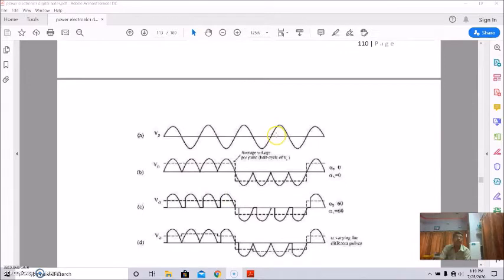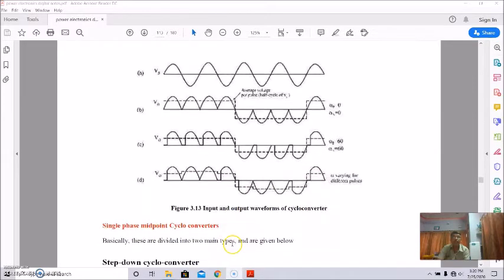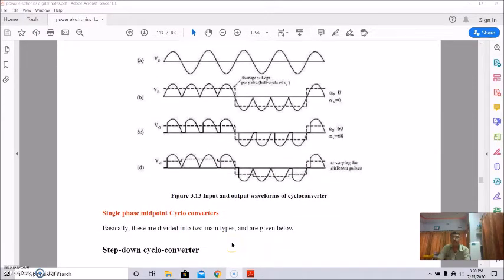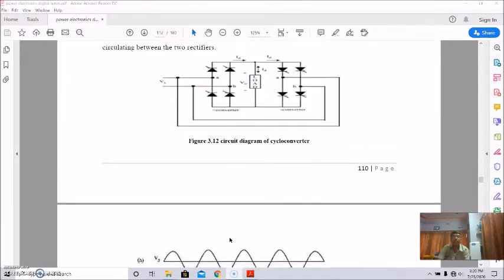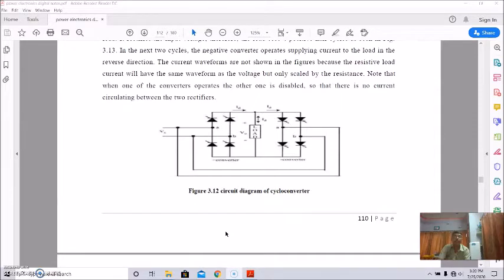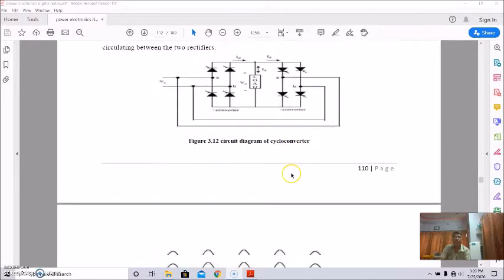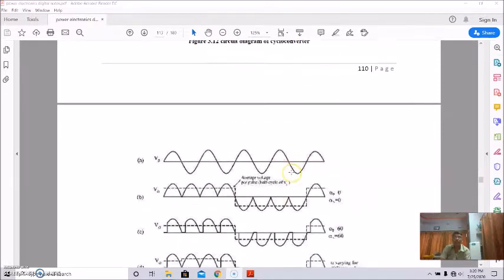This is for alpha equal to 0, varying angle. This is for alpha equal to 60 degrees, and this is for alpha varying for different pulses. Okay, like this here. So that's all about this single phase to single phase cycloconverter at different delay angles. We have seen the diagram.